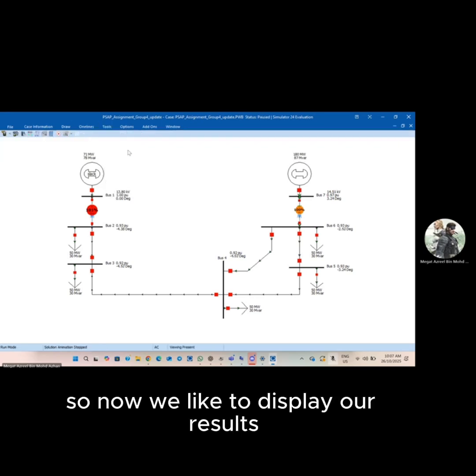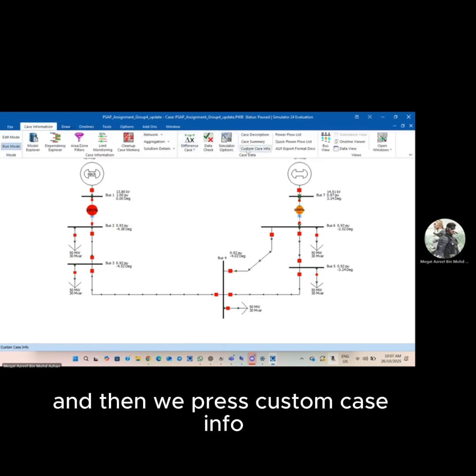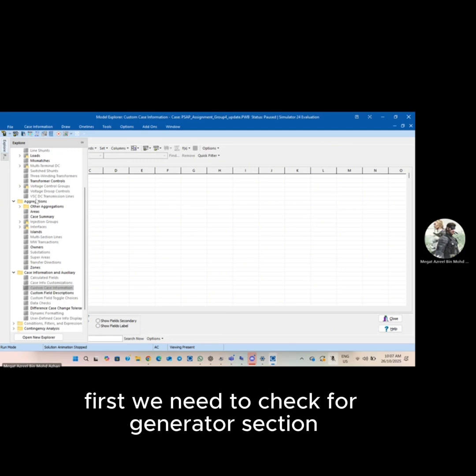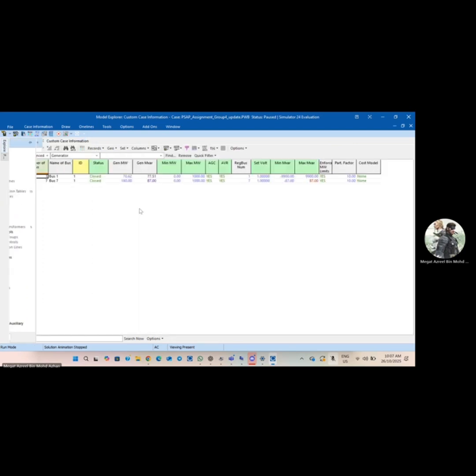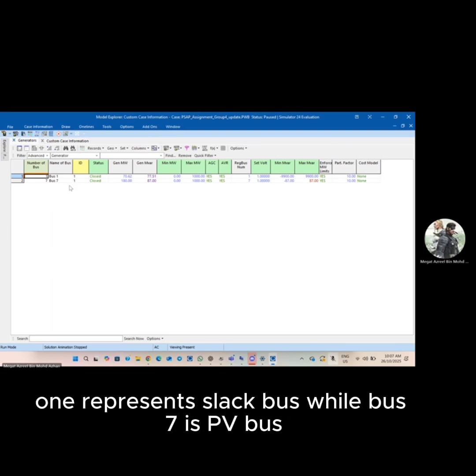So now we'd like to display our results. How do you do that? First we go to Case Information, and then we press Custom Case Info. Now we go to the Explore section. First we need to check the Generator section. In this section we can see that there's bus 1 and bus 7. Bus 1 represents the slack bus while bus 7 is a PV bus.